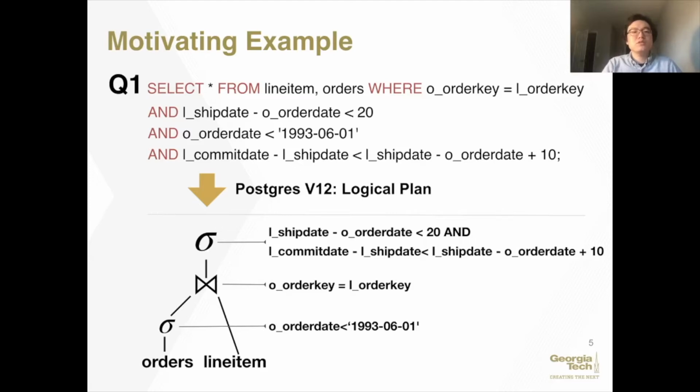If we input this query into Postgres, it generates the following logical plan. Because the predicate order date before 1993 June 1st only uses columns from the orders table, the Postgres optimizer pushes this predicate down to the orders table before the join. After the join, Postgres applies the additional two predicates. Both of these predicates refer to columns from the lineitem table and the orders table. Thus, neither of them can be pushed down to any table.